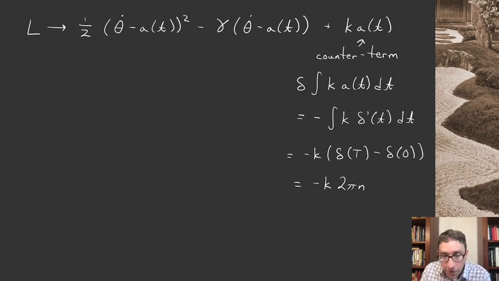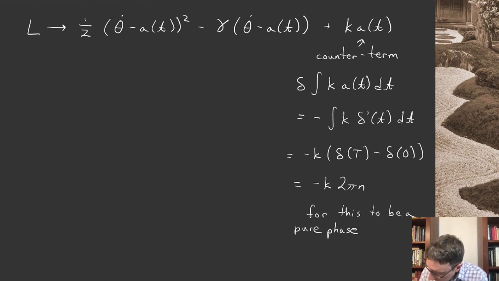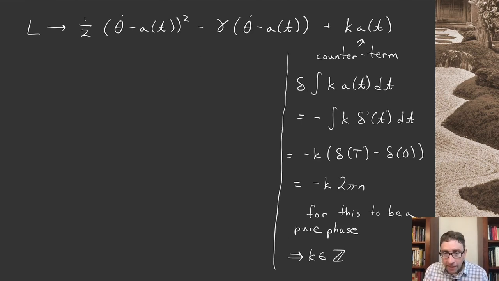Okay, and now for this to be a phase in the path integral, for this to be a pure phase, I must require that k is also an integer. So I can add this counter term in a gauge invariant way, but k must be an integer.